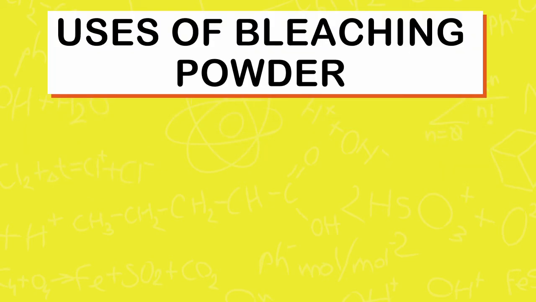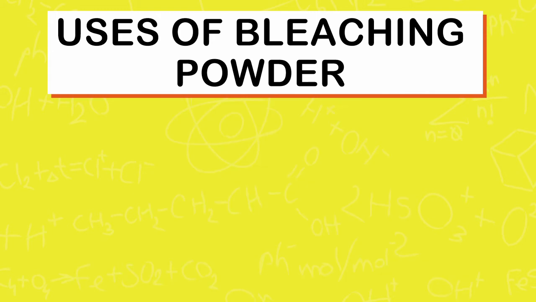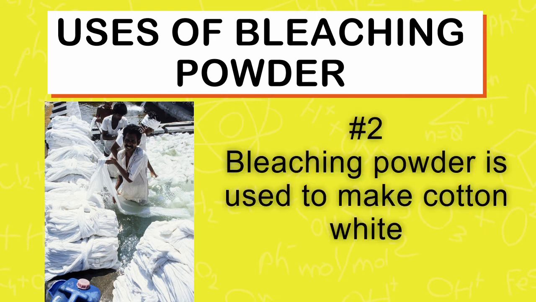The simplest use we already discussed, that is for washing clothes. Industrially, when we make clothes and textiles, they also need bleaching. Cotton, if you see, it's not always purely white when they're making it, right? Or any other fiber. So they use this bleaching powder to bleach that cotton and make it white. That is how they get that whitish color, right?